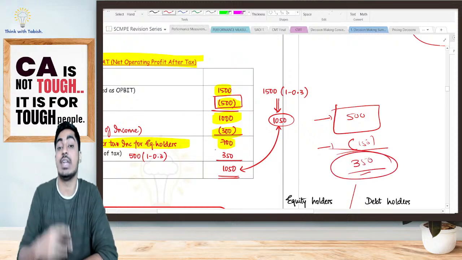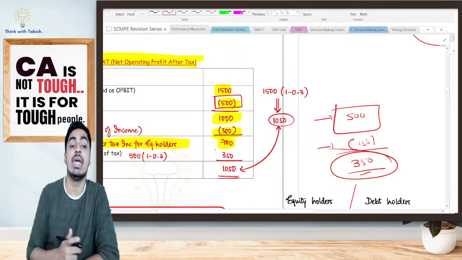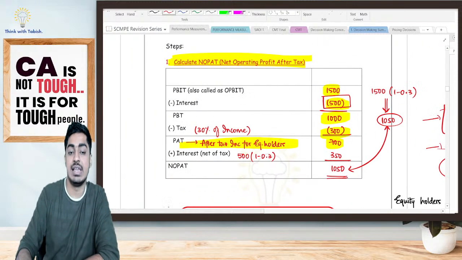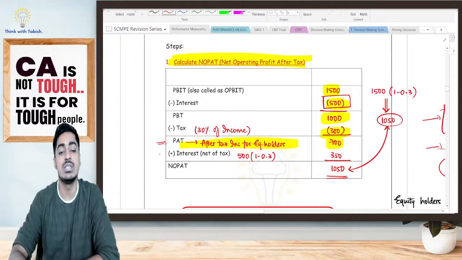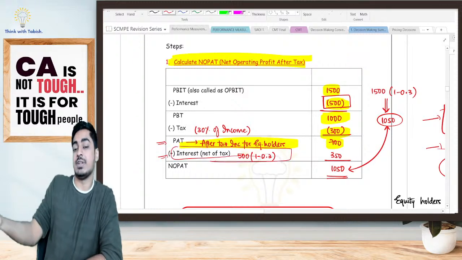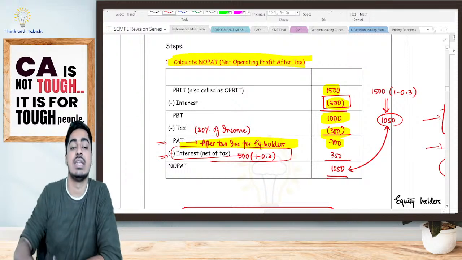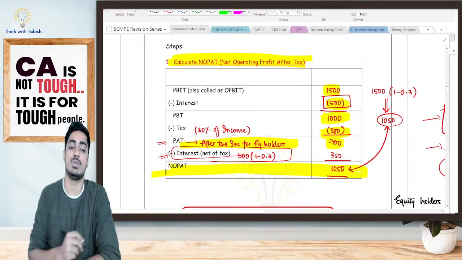Yes, the net amount, the after tax amount that we have set aside for my debt holders. So this is my after tax income that I have set aside for my equity holders. Interest net of tax, interest into 1 minus tax, is the net after tax profit that I have set aside for my debt holders. That means my net operating profit after tax is going to be 1050 rupees.